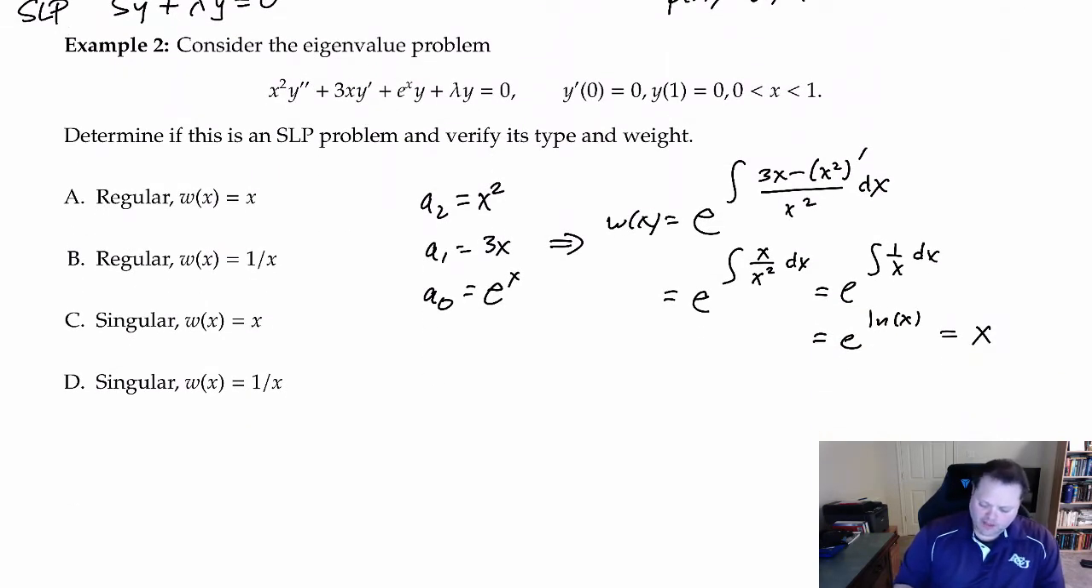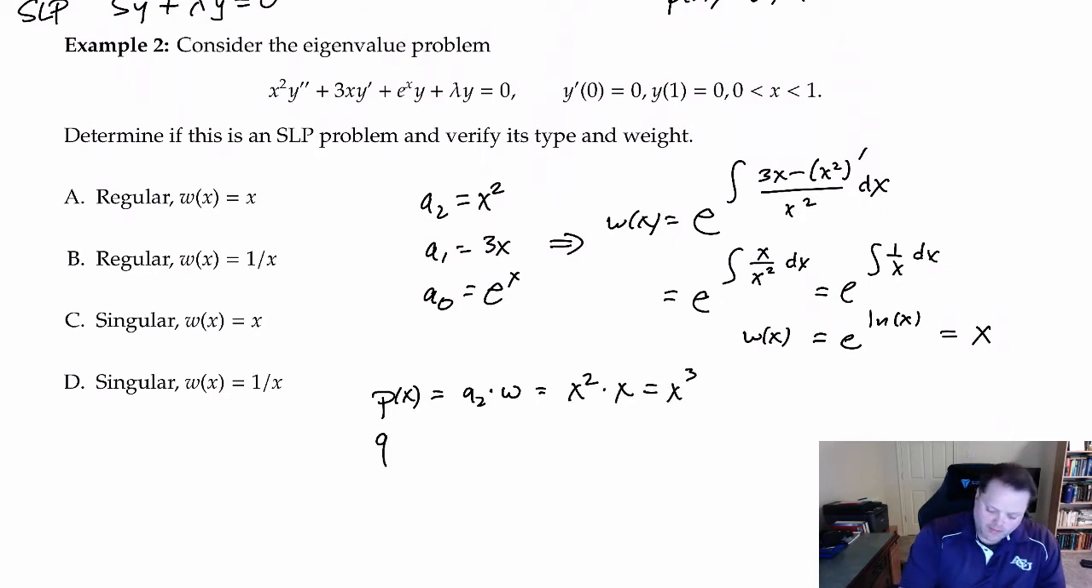So here, W of x turns out to be x. So I can figure out P of x. P of x is A2 times W, which would be x squared times x, or x cubed.